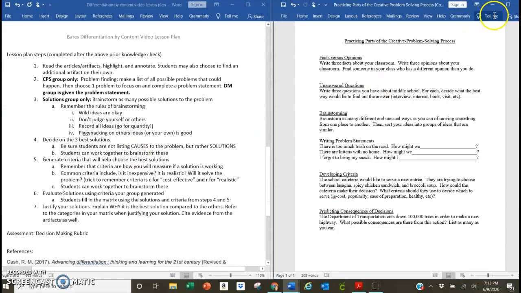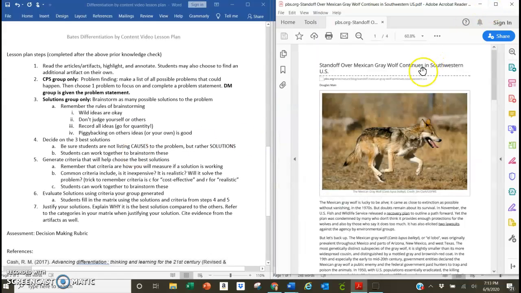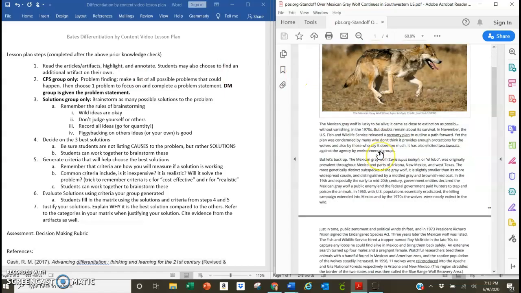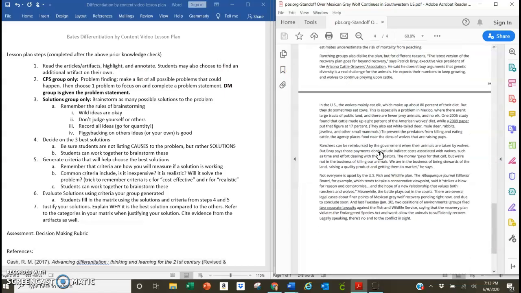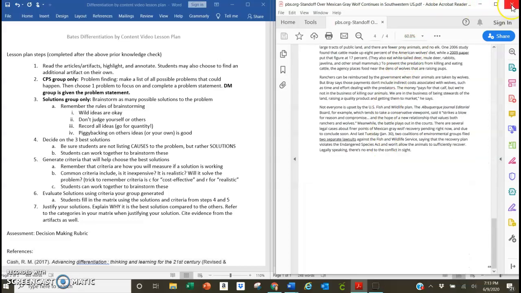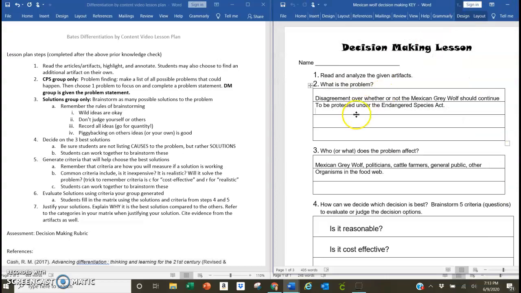Okay, this is just an example of the artifact. In step 1, they have an artifact and they're going to annotate and highlight. They have this article about the Mexican gray wolf, and there's also a video clip on the Mexican gray wolf. Then they will be able to find their own artifact if they want to.